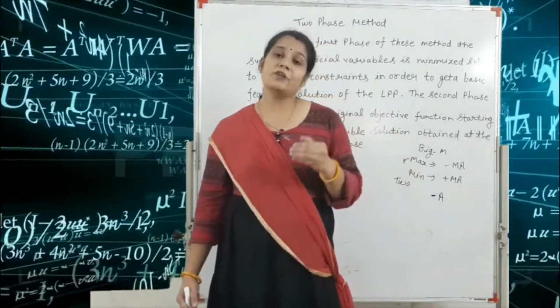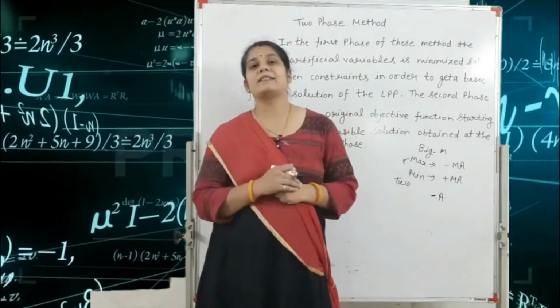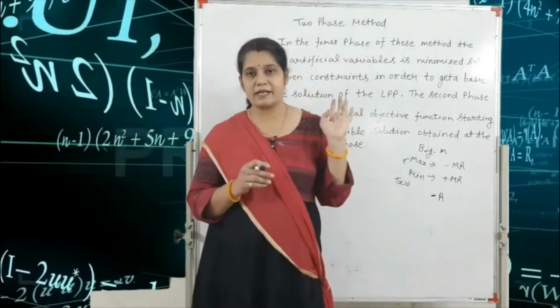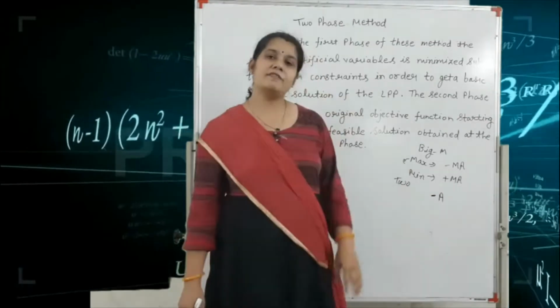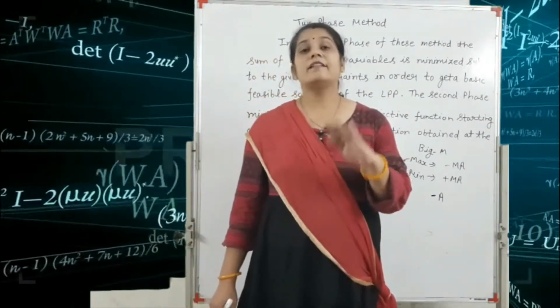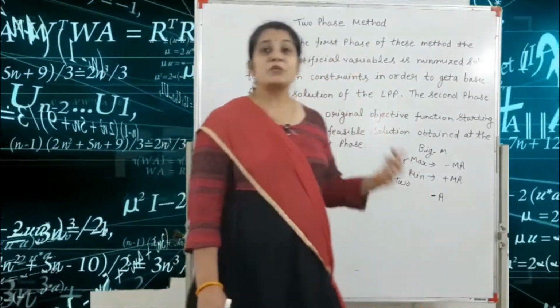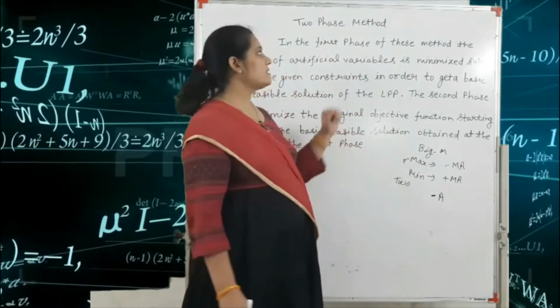Because our question is always solved in the maximization format, always keep in mind the coefficient of the artificial variable is -1 in the two-phase method. Okay, so what is the two-phase method? So there is some introduction.